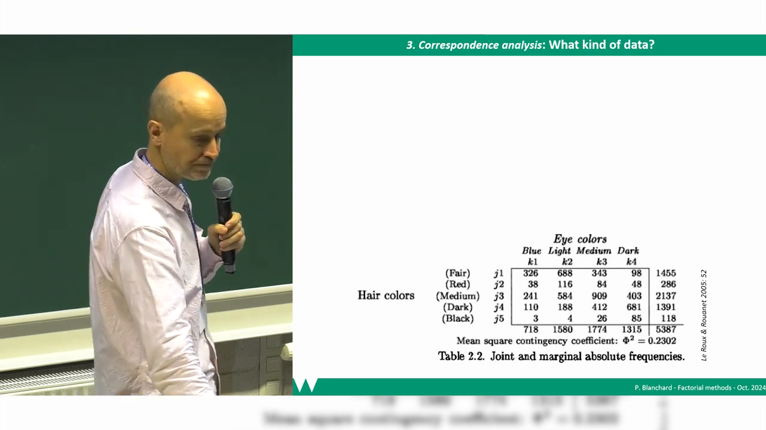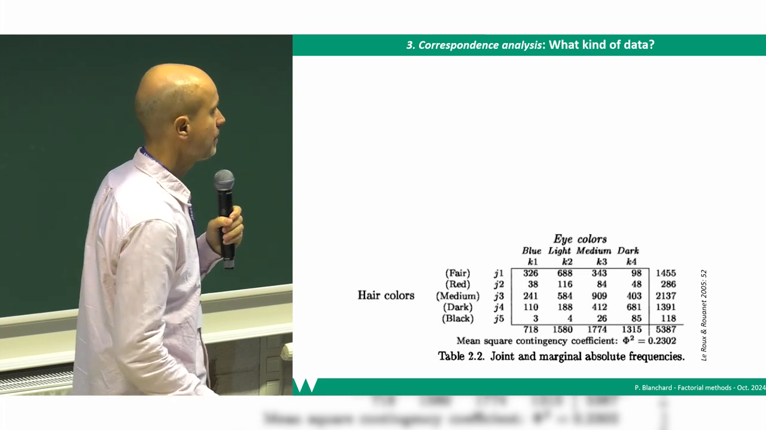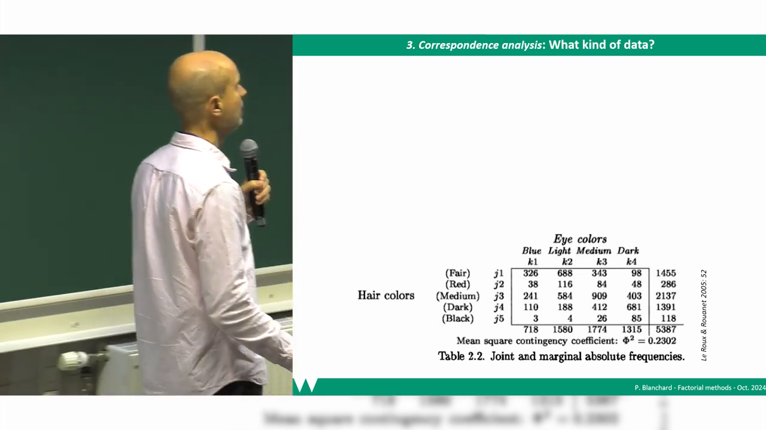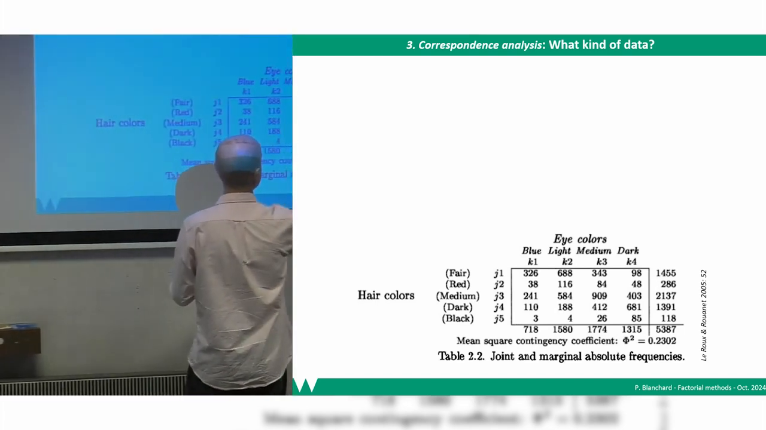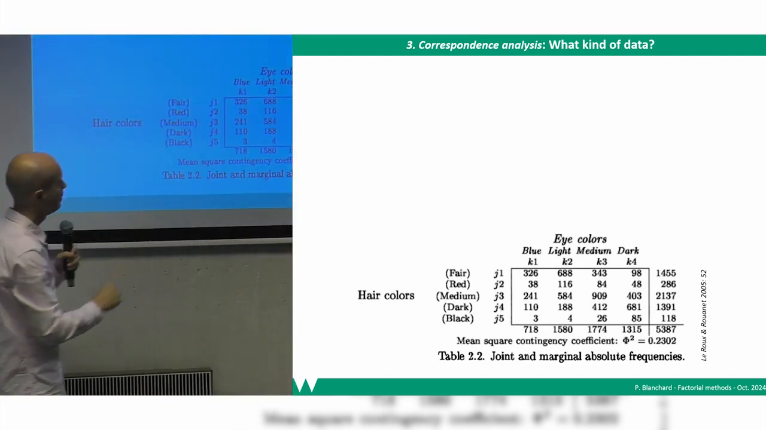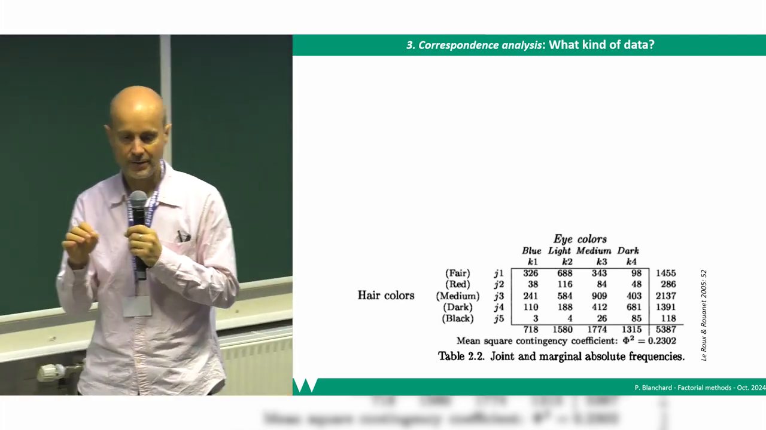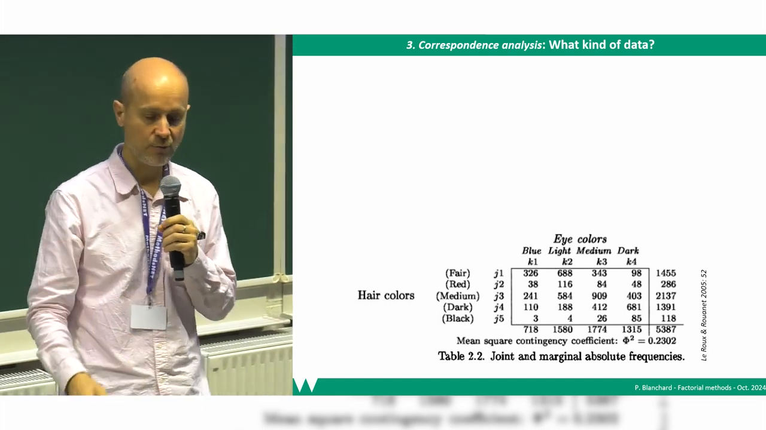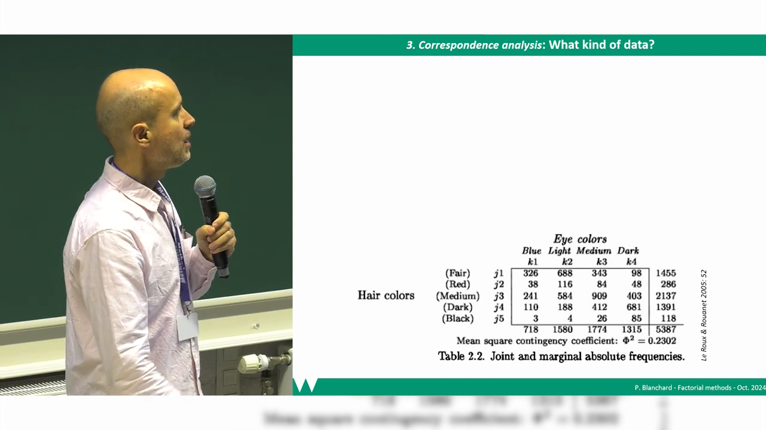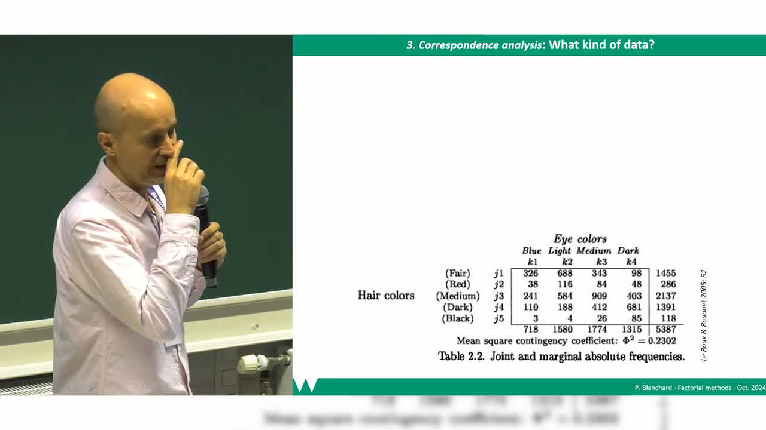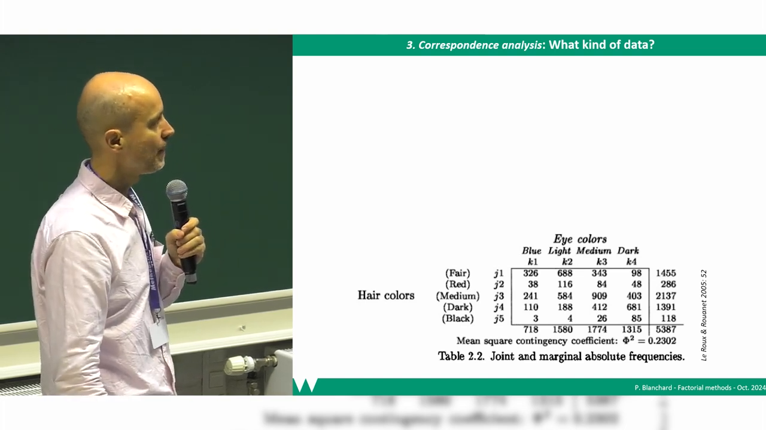For example, this cross-tabulation, which is a contingency table. So you have 5,000 people, and they are spread like this across those two variables. So a contingency table is the main thing we start with, the main thing that we feed the computer with correspondence analysis. That's a trivial example about the relationship between hair and eyes colors, but it gives you a good insight into what the method can do.